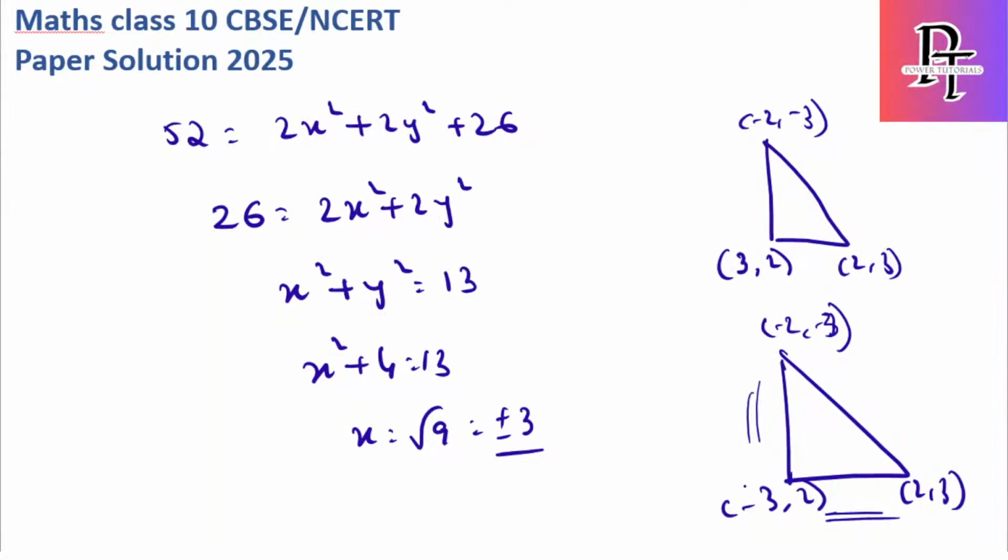Okay, so what are the possibilities of the x value? It can be plus 3 or minus 3 if the y value is 2. Let's just cross check. If this is the case, then 3 plus 2 is 5 square, and again 3 minus 2 is 1 square, so it becomes 25 plus 1 is 26. What about here? Minus 2 plus 1 is 1 square, and minus 2 plus 3 is 5 square. So this becomes 26. 26 plus 26 is 52.